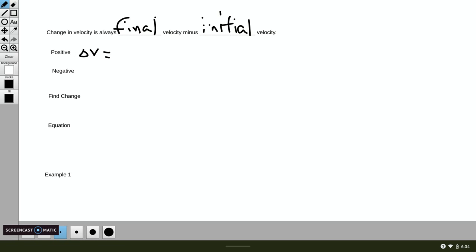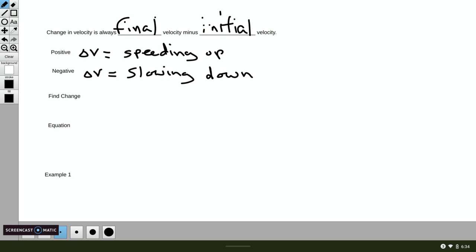A positive change in velocity means that you're speeding up. So if you get a positive change in velocity, the thing will be going faster. If you get a negative change in velocity, which will happen on your homework, and if you get it, that's okay. It means that you're slowing down. That's all that means, so if you get that, don't freak out. That's what you're supposed to do.